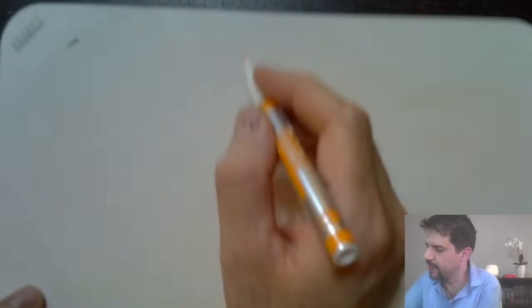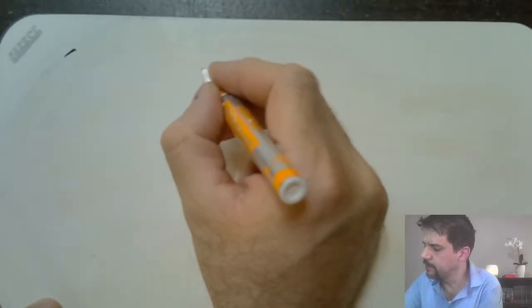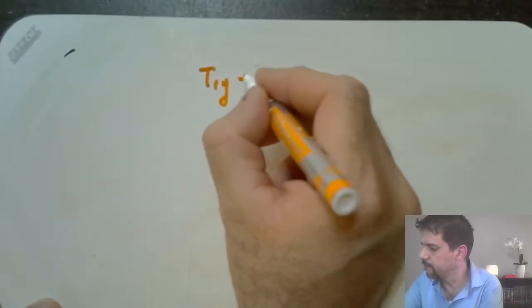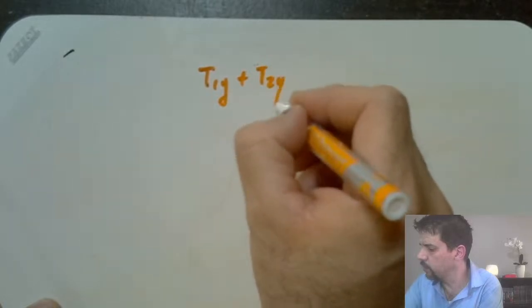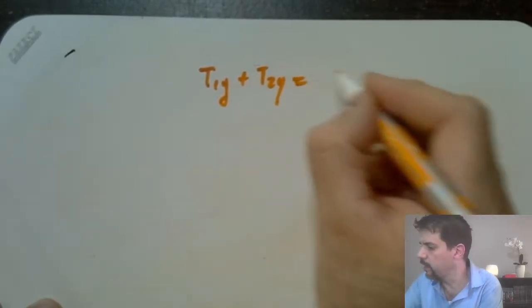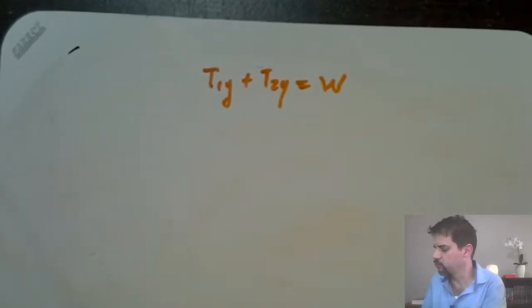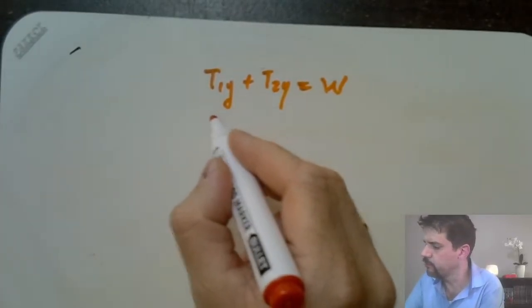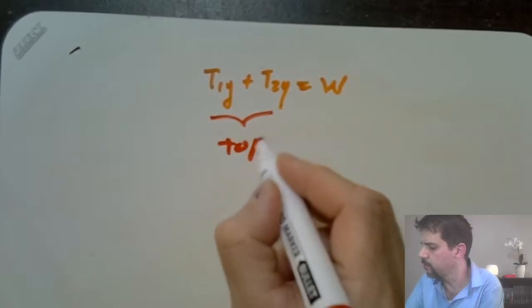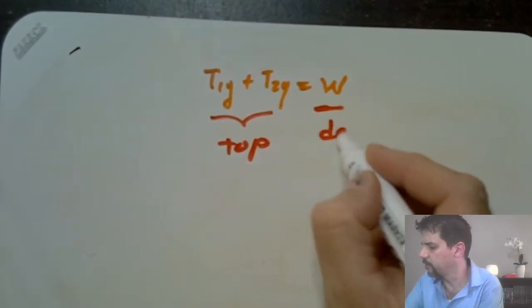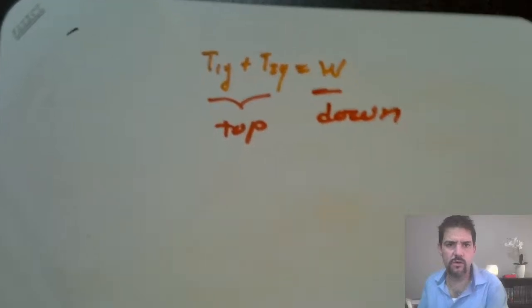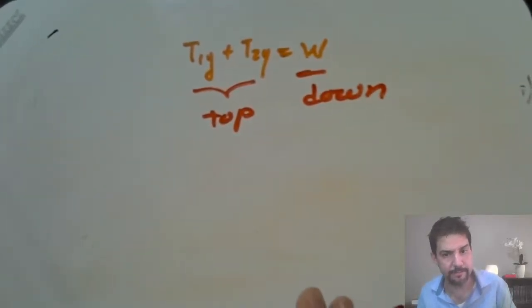Let's go here to do the y-axis. So what do we have for the y-axis? We have that T1 in y plus T2 in y is equal to W, which is at the bottom. All this one is on top. This one is top, this one is down. Top is equal to down, and that is what we actually say.